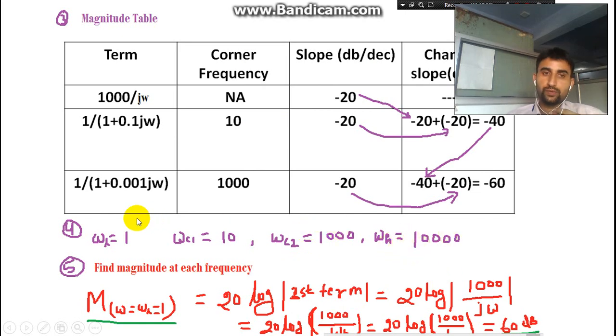Step 4: we take the lowest frequency and the highest frequency. The lowest frequency will always be less than your first corner frequency, and the highest frequency will always be more than your maximum corner frequency. Then we'll find out the magnitude at each level.